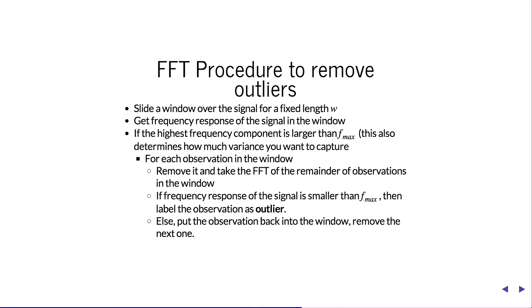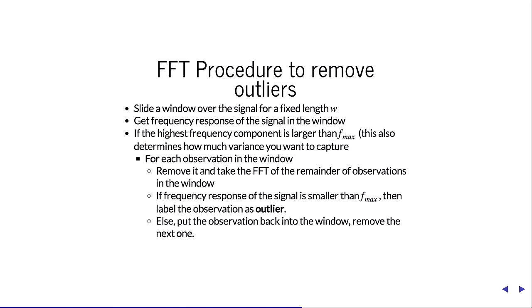So how do we use this to remove outliers? Noise is easy because we know exactly what we are targeting, at least in the frequency sense. So we could just slide a window like we do in the median filtering case, and get the frequency response of the signal in that window, and then look at some arbitrary fmax. This fmax also corresponds to the variance or the jump that we want to capture or preserve in the signal.